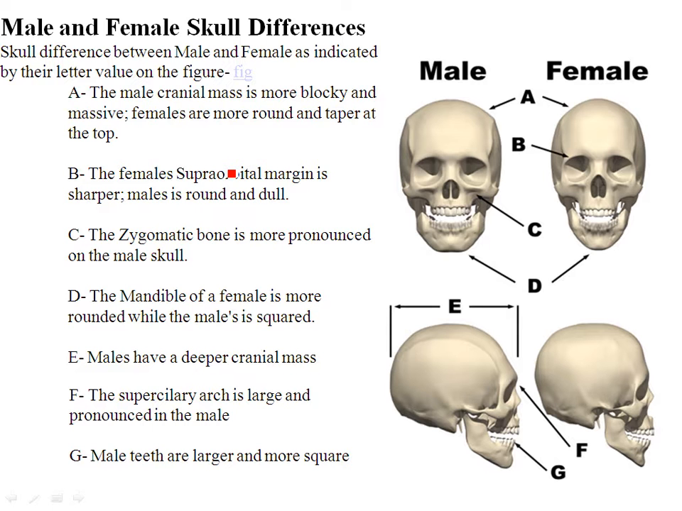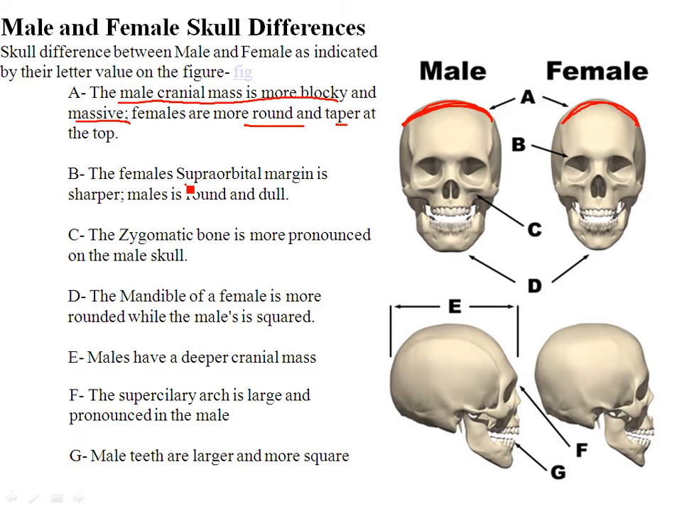First, as you read A, the male cranial mass is more blocky and massive. The female is rounded and tapered. Okay, so you're looking here. Sort of square and blocky, more rounded and more feminine in appearance.